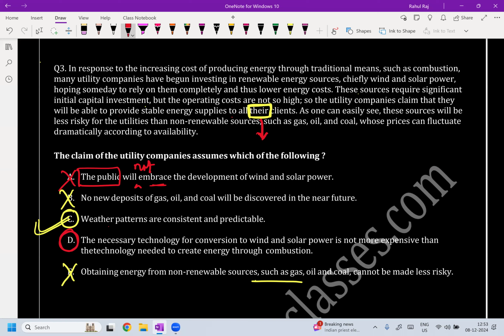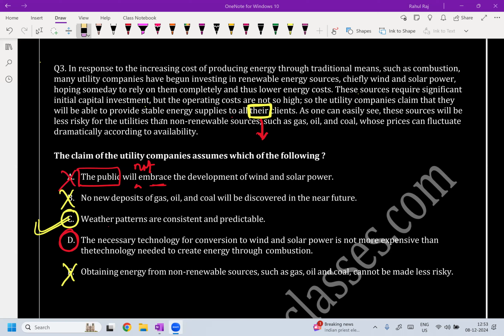Why is D wrong? Because it is not talking anything related to the claim. That's the reason. No, that's a very easy answer. No. Tell me logically why D is wrong. Anyone? This is already stated in the argument. It is already stated in the argument, Anudip.